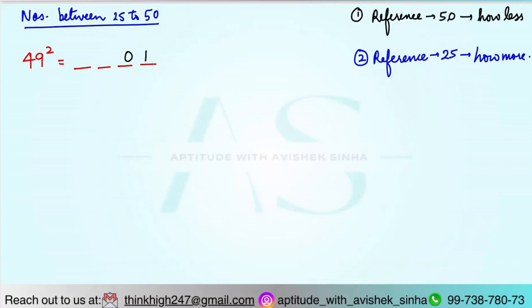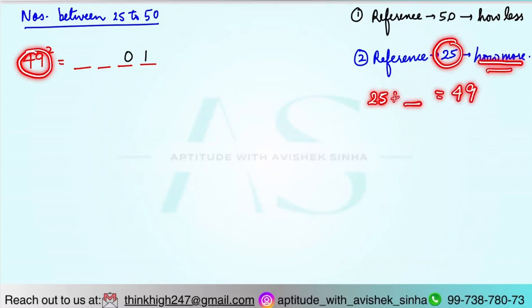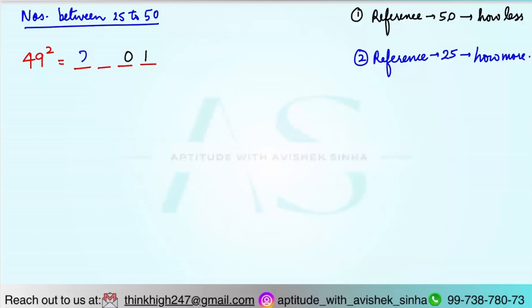Now, reference 2. How much is 49 more than 25? So 25 plus what is equal to 49? So 25 plus 24 is 49. So write here 24. Again, I'm repeating this with another example. So please pay attention. If you have any problem understanding this, please pay attention.